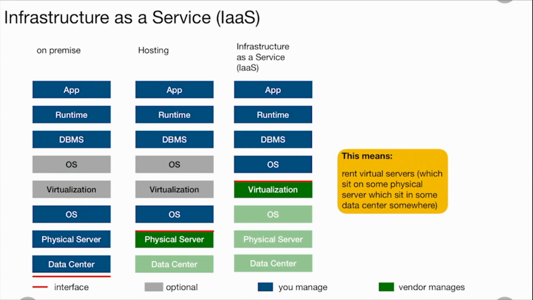This is another variant where even less is in your hands. This is called infrastructure as a service, so IaaS. Here, you rent virtual servers, which sit on some physical server, which sits in some data center somewhere. You just get a virtual instance where you can SSH into. It's somewhere on the internet, but you can do your stuff on that instance.